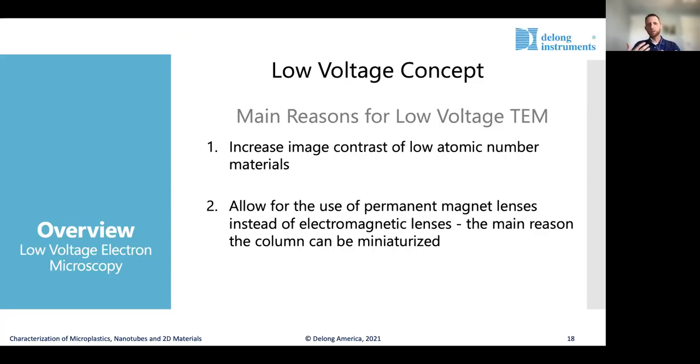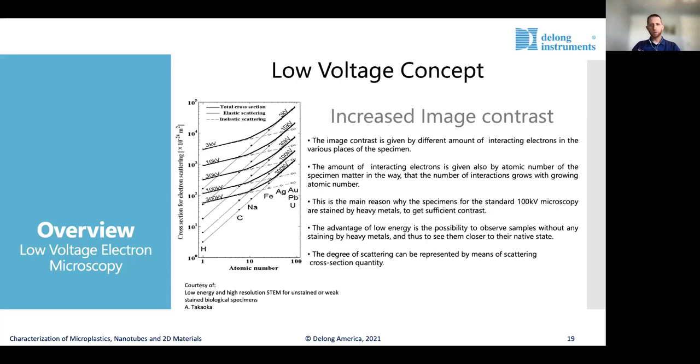The main reason for this low voltage concept, again, is that it increases the image contrast of these low atomic number materials. And it also allows for the use of permanent magnetic lenses instead of electromagnetic lenses. This allows the column of the transmission electron microscope to be miniaturized for the low voltage EM. And we'll talk about those advantages a little bit more as we go through as well.